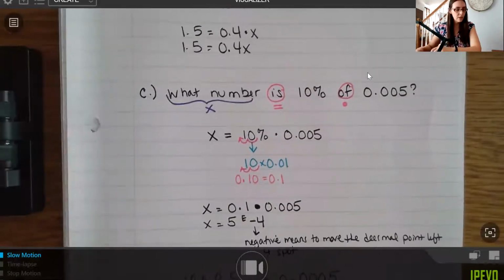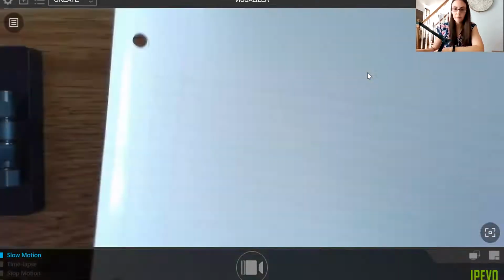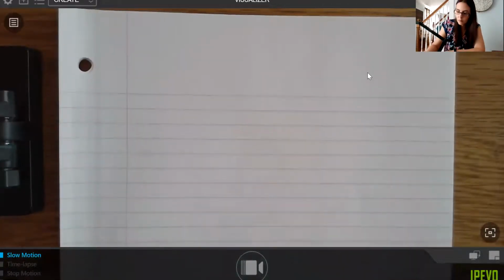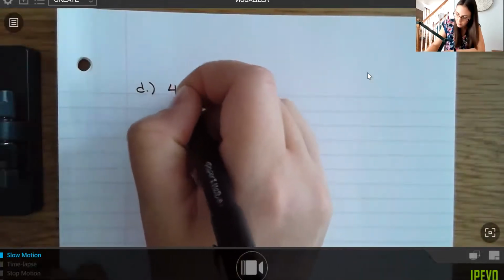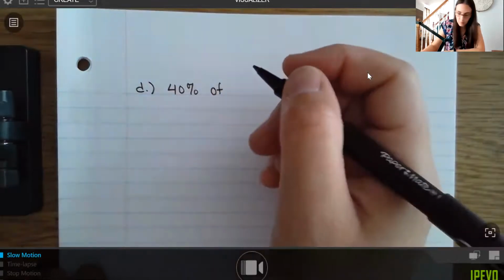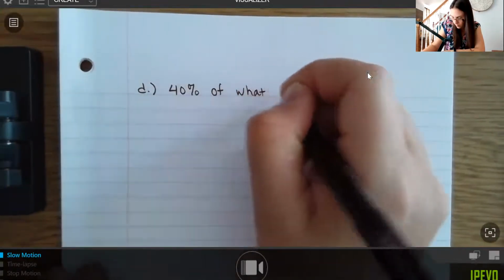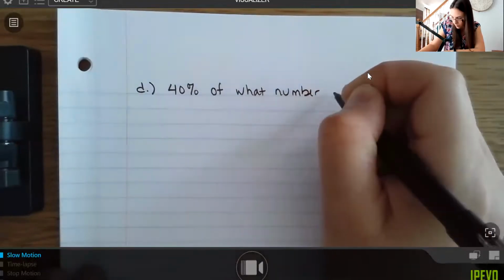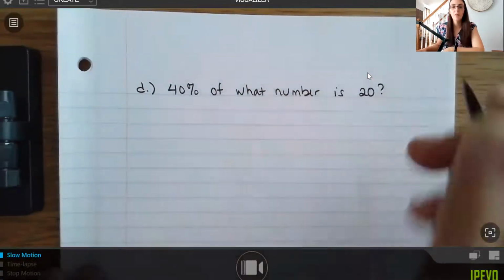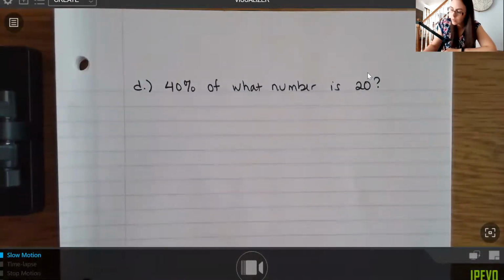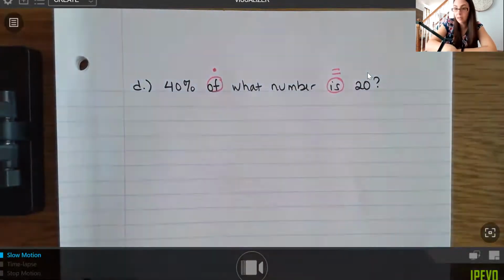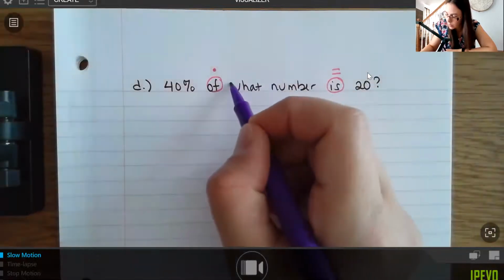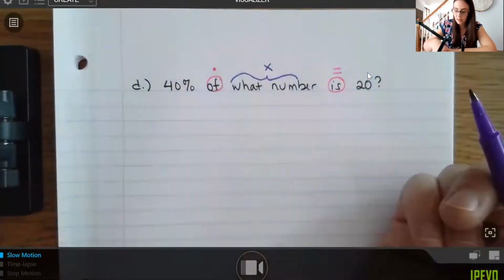All right, let's do one more of these. So I think this is D. 40% of what number is 20? So again, that "of" is my multiplication, and "is" is my equals. These are the most basic of percent problems, if I'm being honest, right? So they're pretty straightforward. My question is my x.